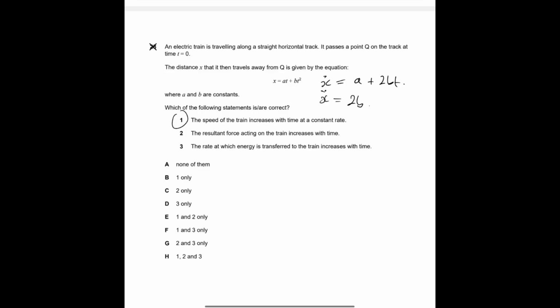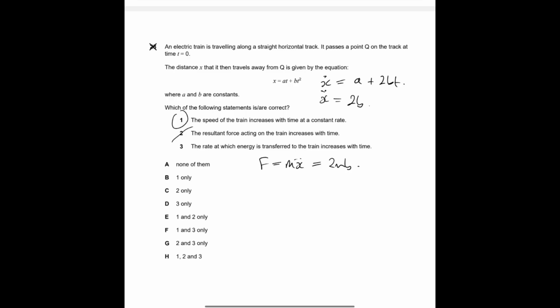Resultant force acting on the train increases with time. No, because F equals ma, this is the net force, 2mb. So no, it doesn't increase with time.